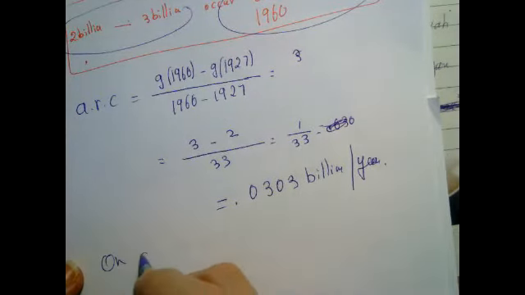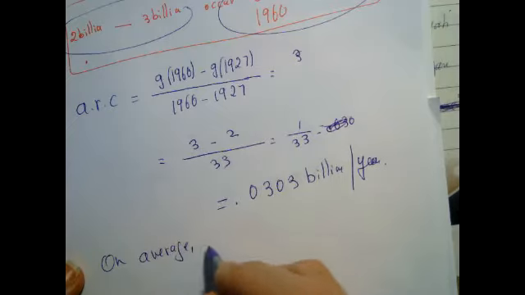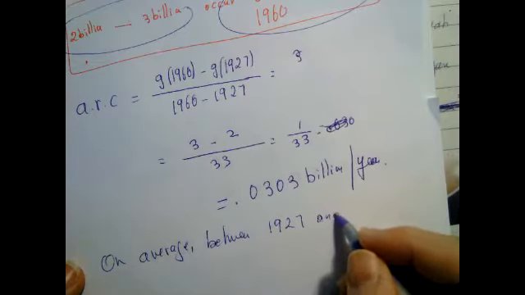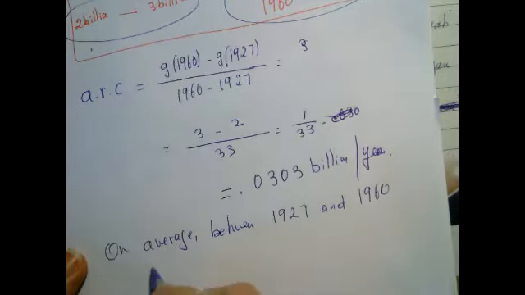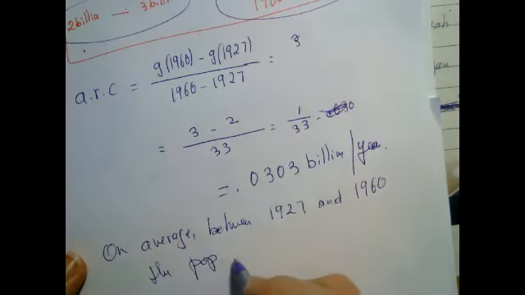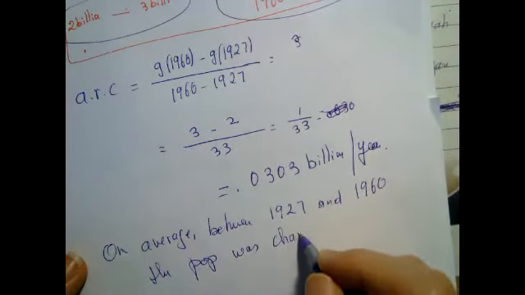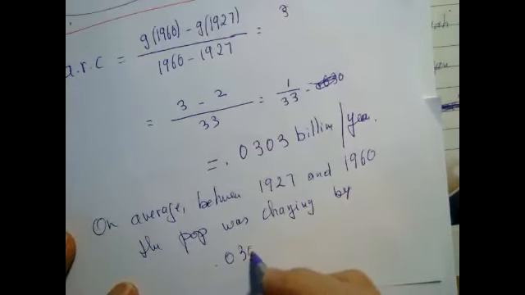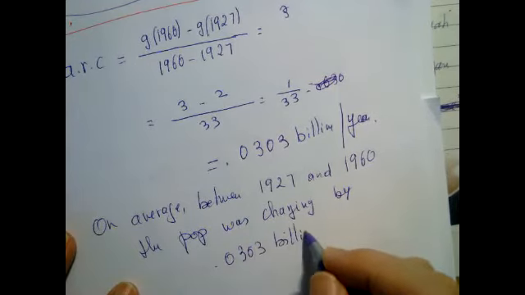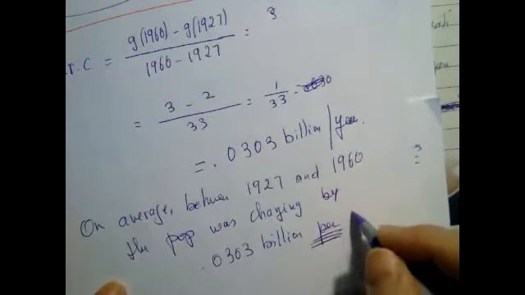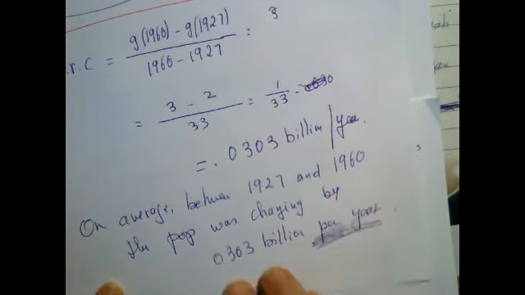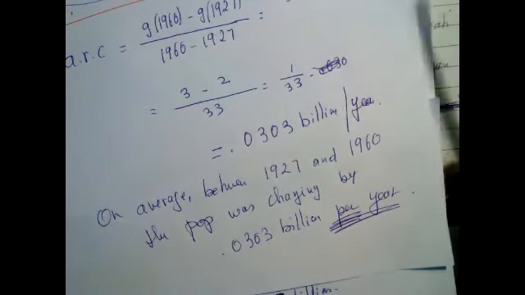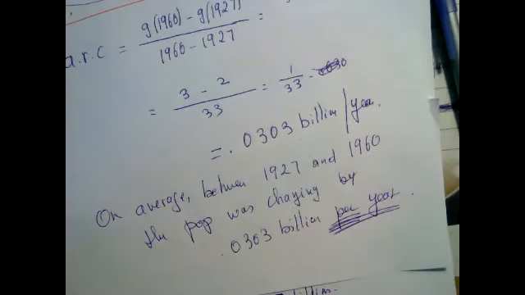It means on average, between the year 1927 and 1960, the population was changing by 0.0303 billion per year. That's what the average is, it's the speed. When you hear average, think about speed. How fast was your output changing in terms of the input.